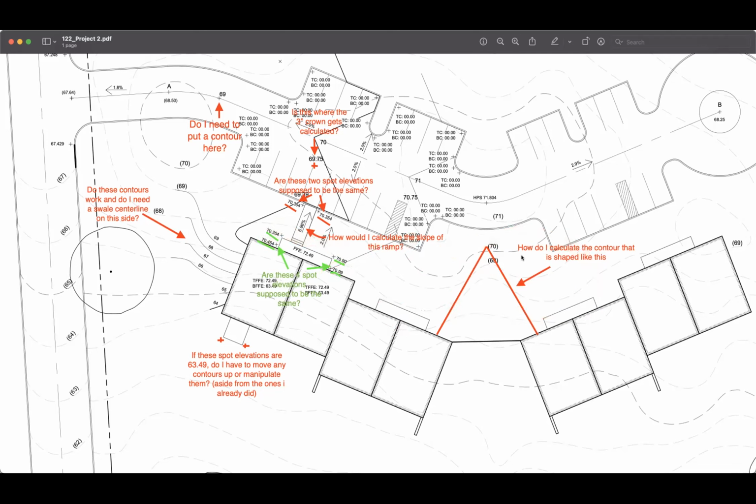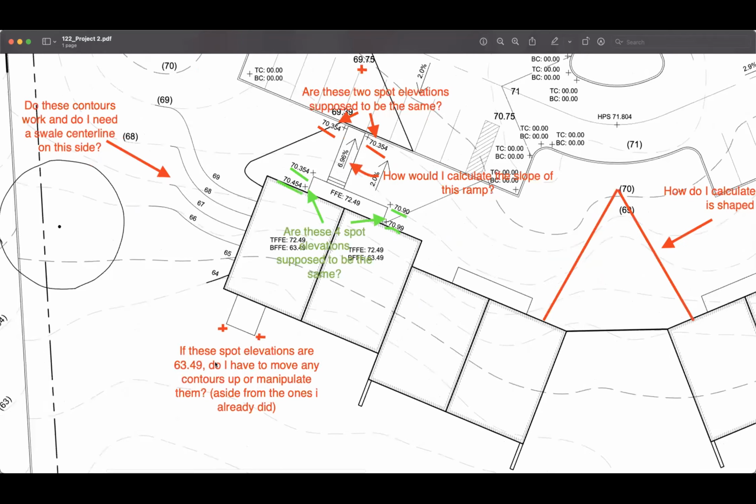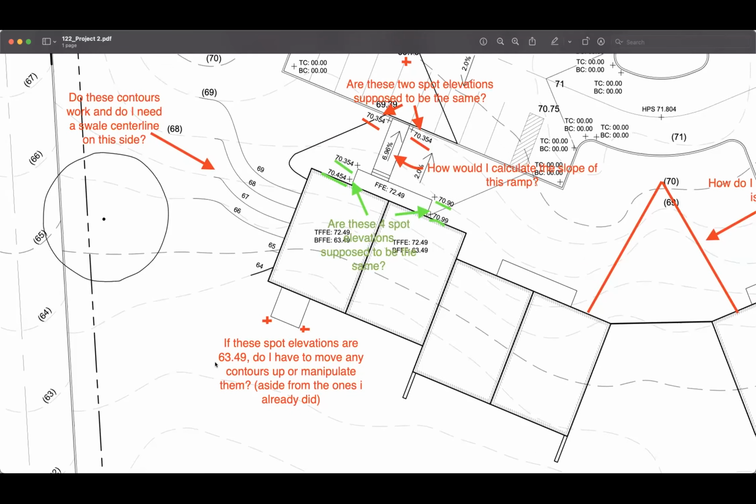Okay, so I see some question about the backyard. It is, do I have to move contours up or manipulate them? Okay. So if these spots are 63.49, you likely would need to measure this, right? Measure the 63.49 to the 63 contour. Looks like these are about 20 feet, the same as the parking spot. If that's the case, you don't need to move the 63 because you have a 2% slope. Does that make sense?